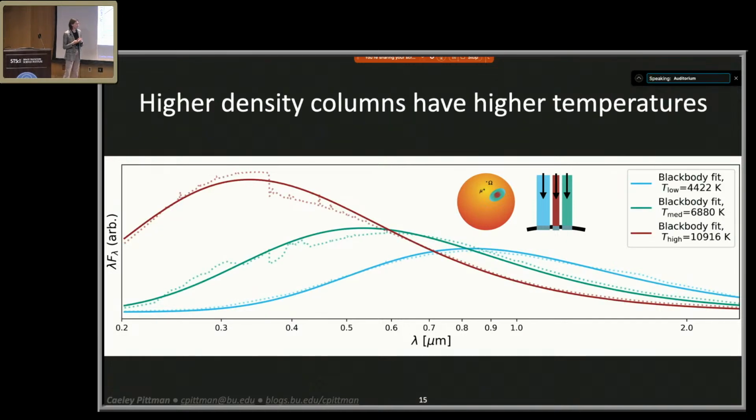And just to show the temperatures that are associated with this, this is just a simple black body fit to the spectra. You can see that the highest energy emission corresponds to about 11,000 Kelvin, whereas the lowest energy emission corresponds to about 4,400 Kelvin. So there's a pretty big temperature difference between these different energy flux density accretion columns.